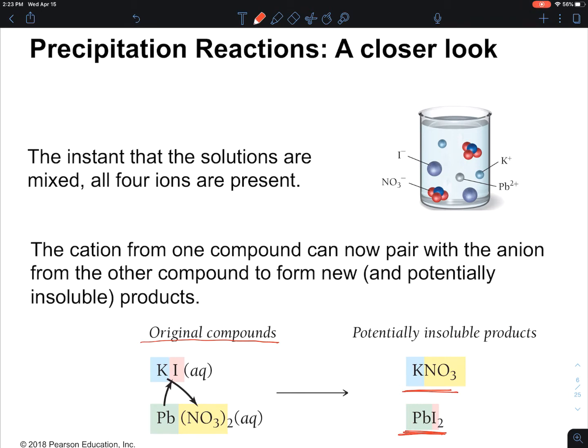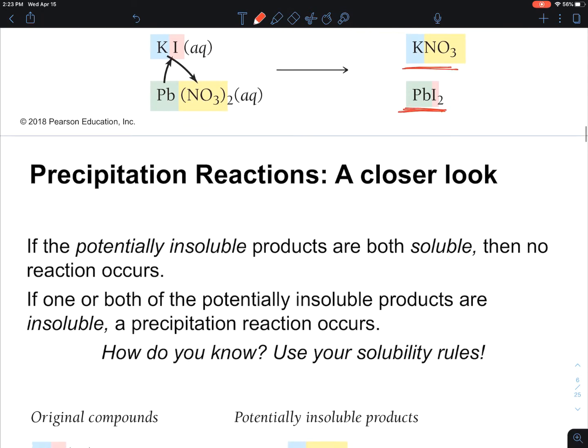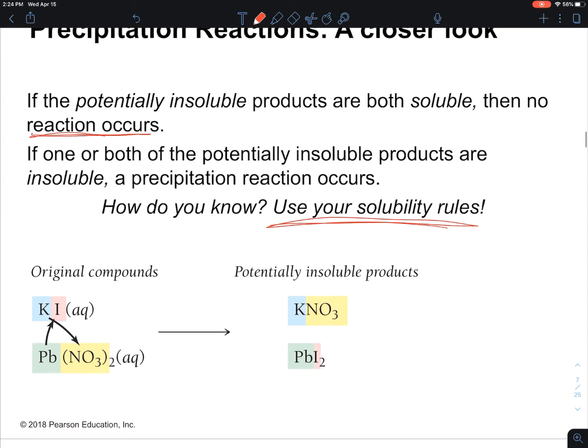At this point, you don't know if you have a precipitation reaction. All you know is that you've made some potentially insoluble compounds, right? So you do your ion switching, you've got some potentially insoluble compounds. The next thing that you do, though, is check your solubility rules. So if the potentially insoluble compounds, products, are both soluble, we say no reaction occurs. If one or both of them are insoluble, we say a precipitation reaction occurs. To know whether they're soluble or not, you've got to use your solubility rules.